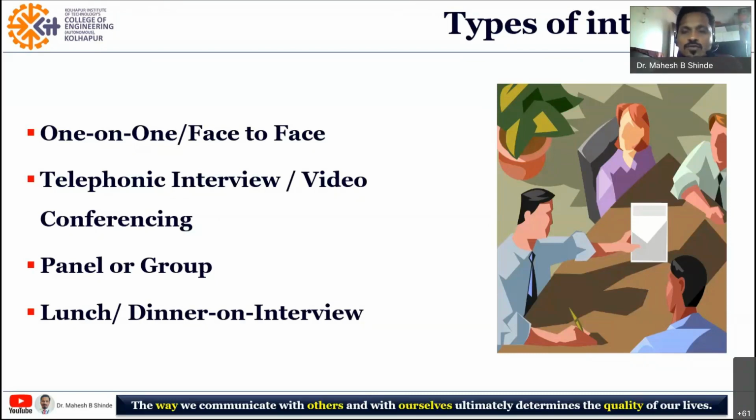Now in panel interviews, usually what happens, and in most of the competitive exams, the interviews of competitive exams including SSB, they are panel interviews. There are 4 or 5 people, you go and sit and you answer, right? In a group interview, you just want to check if you are able to speak in front of more than 5 people.